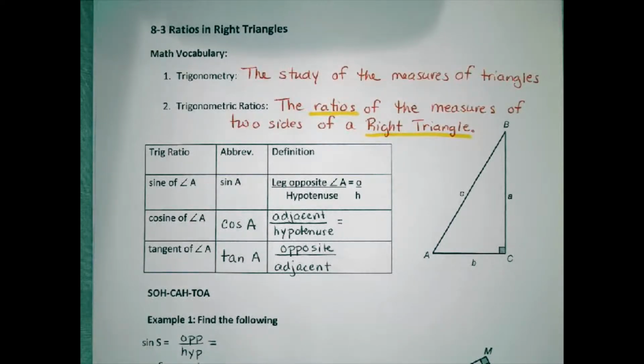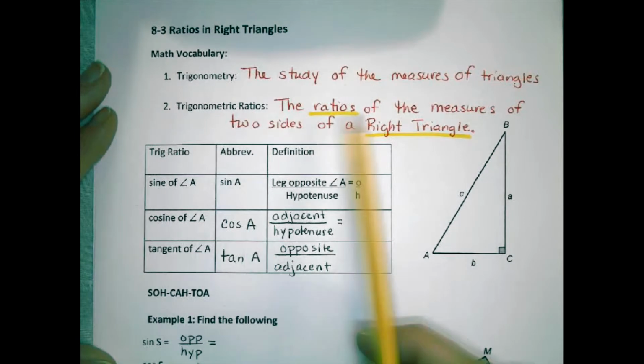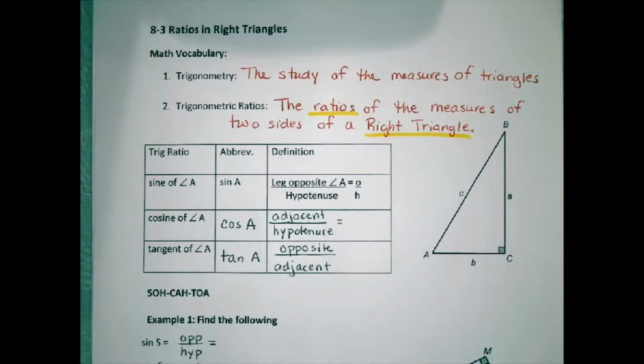Welcome to Lesson 18, Ratios in Right Triangles. As mentioned previously, trigonometry is the study of the measure of triangles. Today we're going to learn about yet another set of properties that are specific to right triangles only. So it's very important to notice that trigonometric ratios are the ratios of the measures of two sides of a right triangle. It can be very tempting to use these handy ratios for other triangles, but they only work when you're dealing with a right triangle.